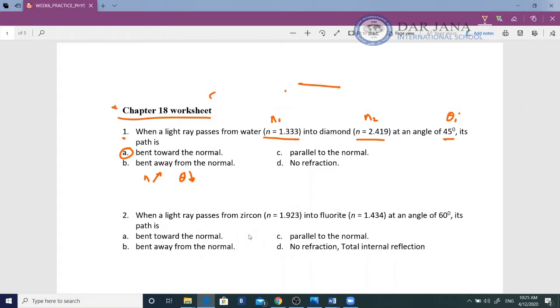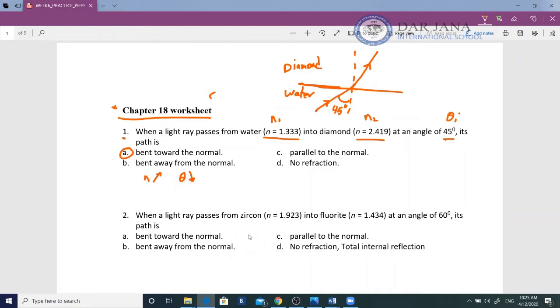So this is water and this is diamond. This is the normal, so that's a 45 degrees angle. Here we have more index, so we will have less angle, so it will bend towards the normal.